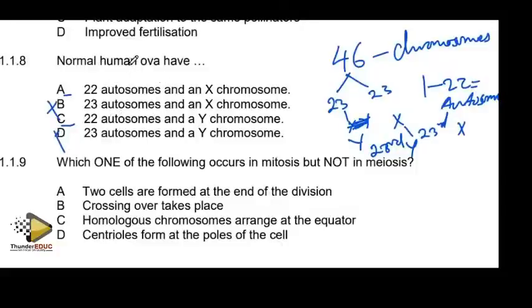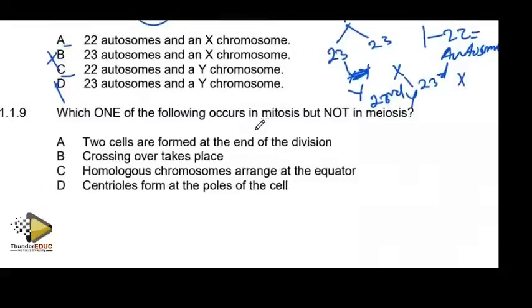So I have this and this. But they're saying a normal human ova. When they talk about ova, they are talking about a female. Female can't have Y. They're always having X. So the answer is 22 autosomes and an X. If it is 22 autosomes and a Y, then it is going to become a male, a sperm. So basically it is an ova. It is not a sperm.